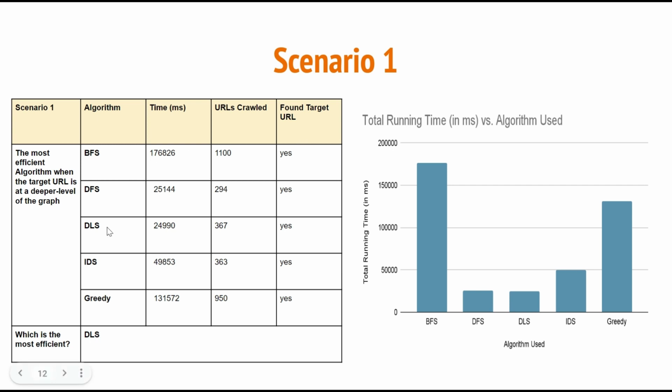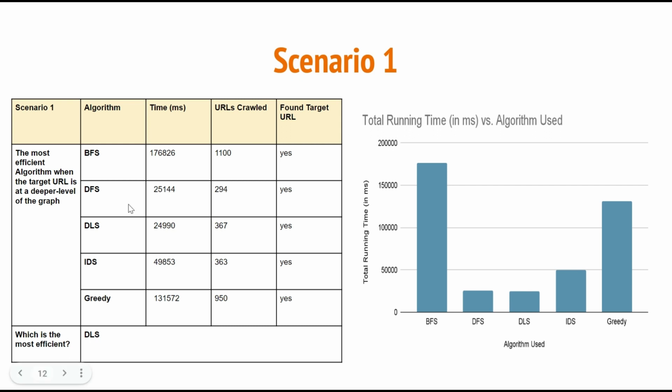Whereas DFS and DLS performed pretty good. The reason behind this is that BFS performs level-wise traversal, so it completes each level and then goes into the depth of the graph. Since the target URL resides at a deeper level, BFS has to crawl more URLs and expand more nodes until it reaches that level.